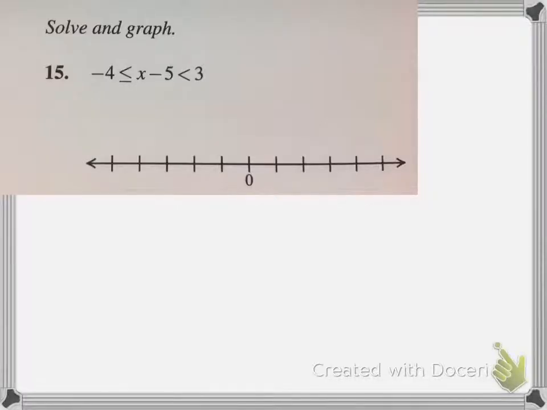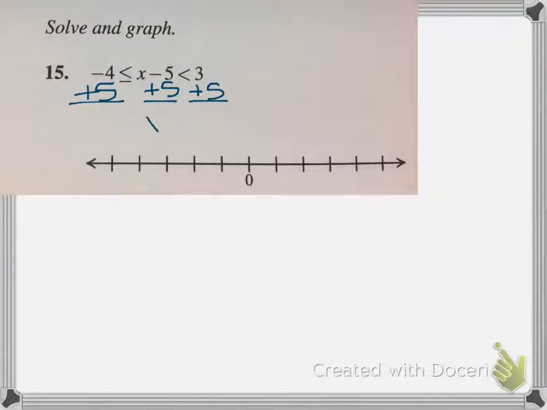So now how would we actually solve an inequality that's written all in one sentence? Well, if we didn't have that first part of the -4, you would probably look at this and go, oh, well, I would just add 5 to both sides. But since we're dealing with an inequality and it's not both sides, there's actually 3 parts to this inequality. We have to add 5 to all 3 parts.